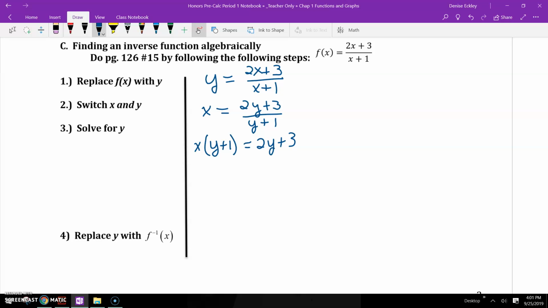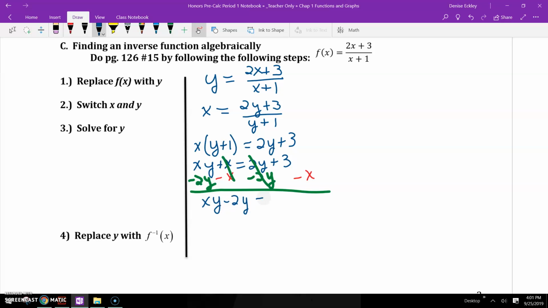So what I need to do is get all the y terms on one side and everything else on the other. So I'm going to distribute the x. Now I'm going to subtract x from both sides, and at the same time, I'm going to subtract 2y from both sides. So these will move. So the function now looks like this. I have xy minus 2y on the left, and now I have 3 minus x on the right.